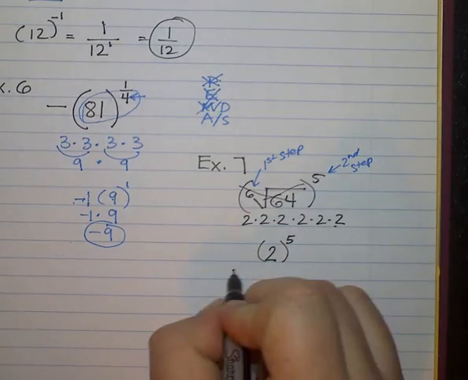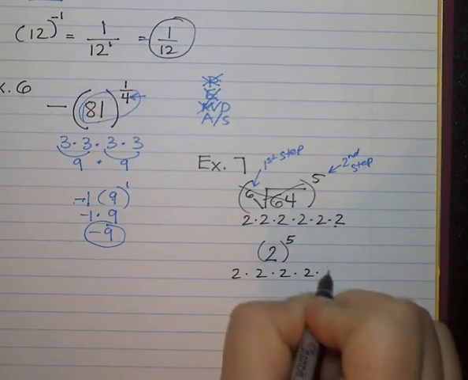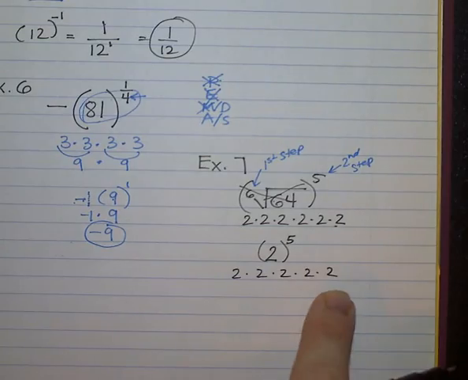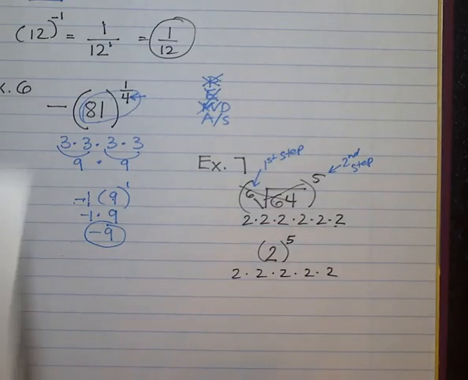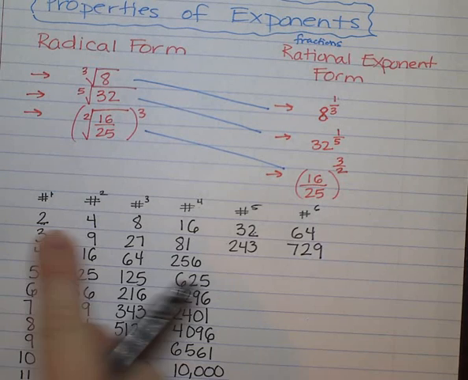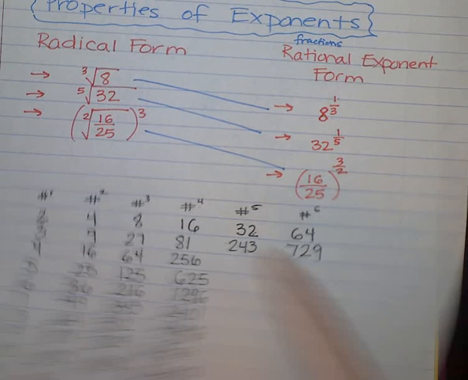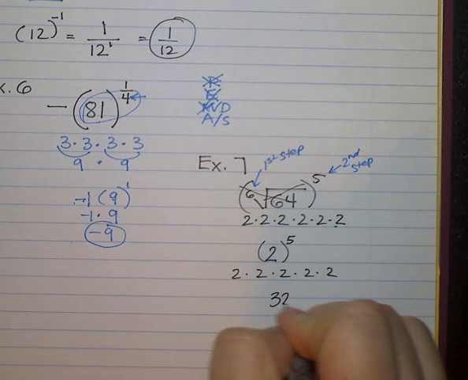So 2 times 2 times 2 times 2 times 2. And some of you already know the answer. Others will take time to multiply. And others may choose to go to the chart and go, okay, what is 2 to the 5th? 2 to the 5th power is 32. Final answer is 32.